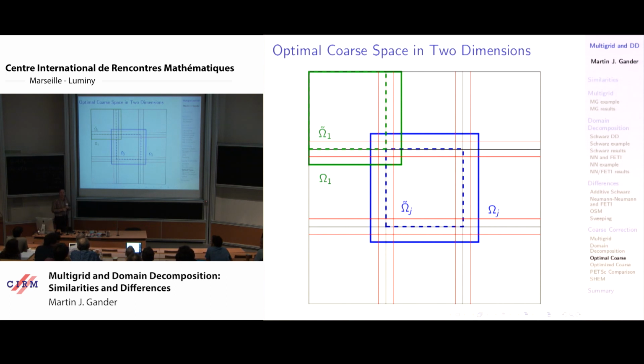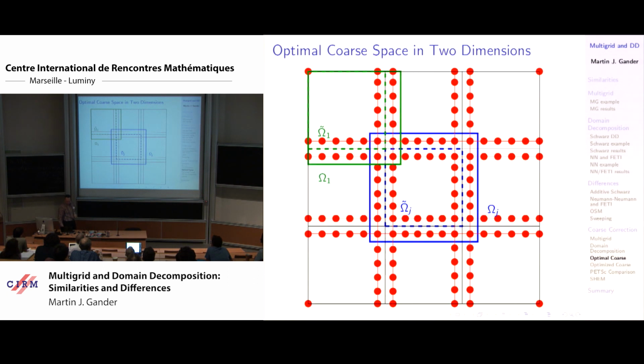So how does such a coarse space look in 2 dimensions? Here is an example. There are 9 subdomains, 3 by 3. I construct overlapping ones, but like Rob said, I also put the lines here of the non-overlapping decomposition, because that's where the coarse space correction is applied.